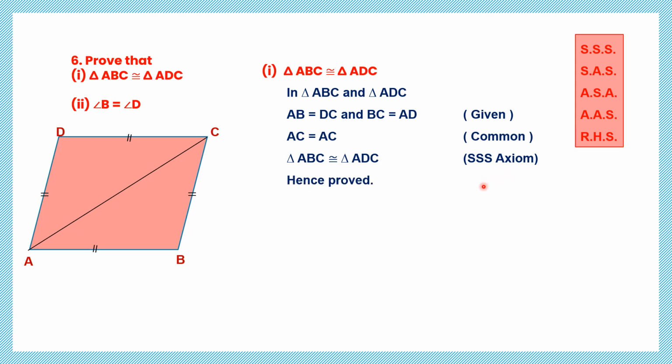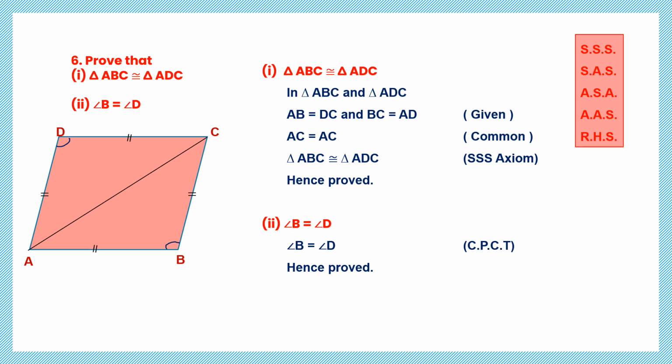Now what is the second question? It says angle B is equal to angle D. So let's write that down. Now where is angle B? Angle B is down here and angle D is up here. Now here we have proved that these two triangles are congruent, isn't it? So if two triangles are congruent, that means the corresponding angles will be equal. So that's why angle B is equal to angle D. And what is the reason? CPCT, the corresponding parts of congruent triangles are equal.